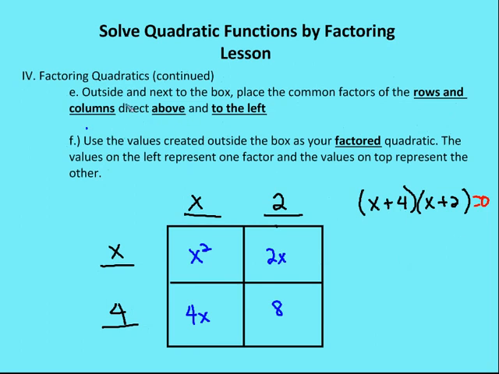Okay, so we've already gone through the process. Outside next to the box, place the common factors of the rows and columns directly above and to the left. I'm going to use the values created outside the box as my factored quadratic. The values on the left represent one factor, and the values on the top represent the other factor.